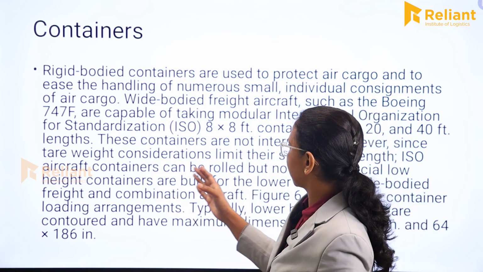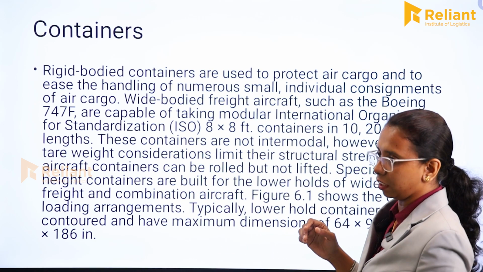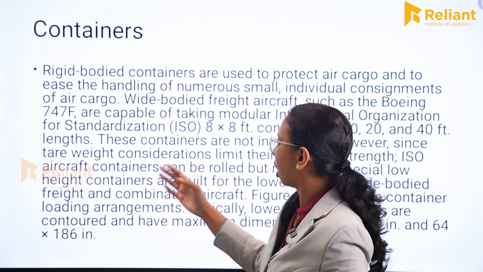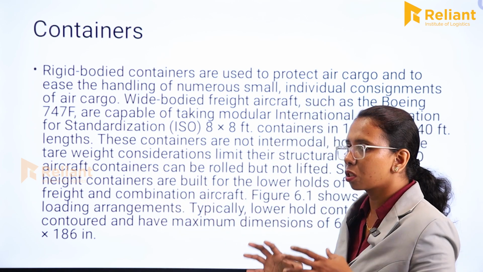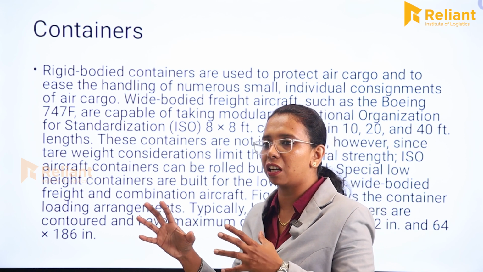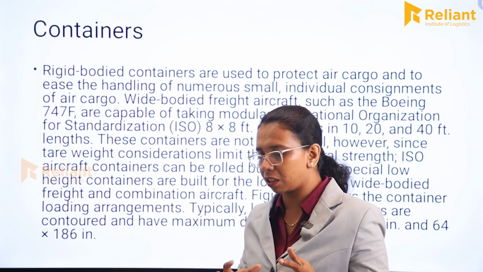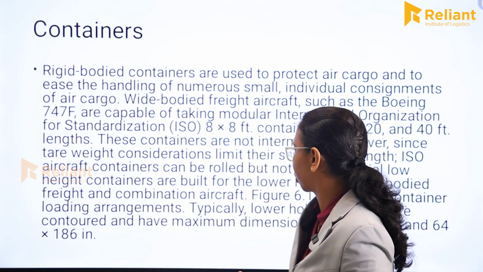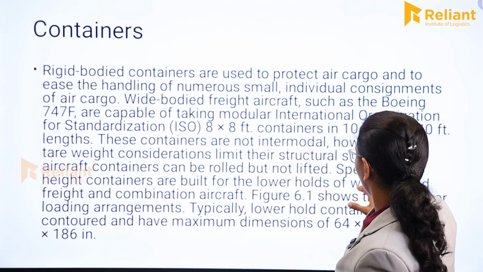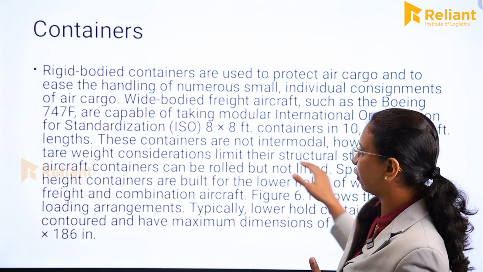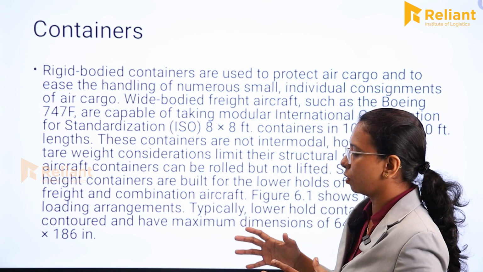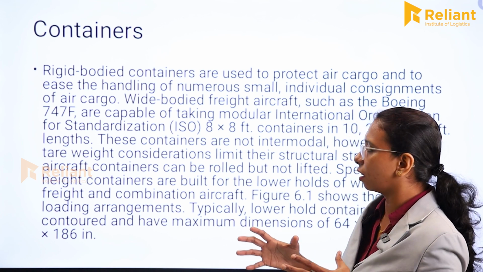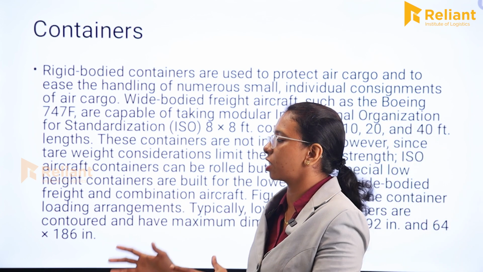ISO aircraft containers can be rolled but not lifted. It can be rolled but it's not lifted. Special low height containers are built for the lower holds. So different types of ULDs are taken into the aircraft based on its configuration. For the lower hold of wide bodied freight and combination aircraft we are using ULDs in such dimensions.